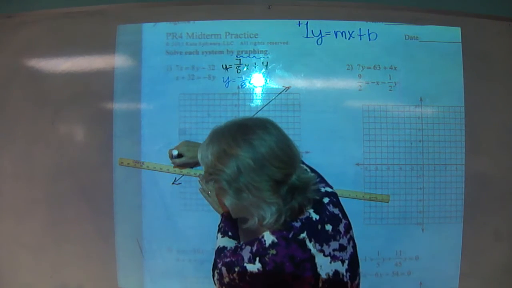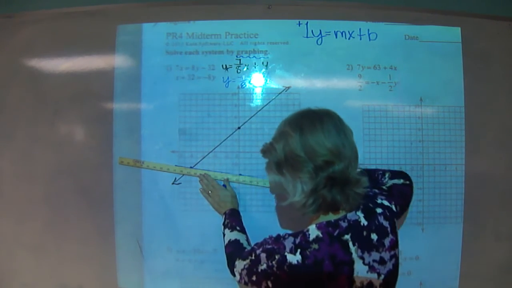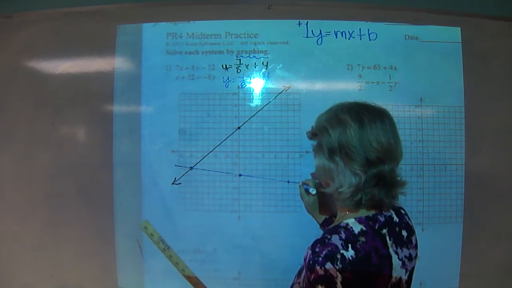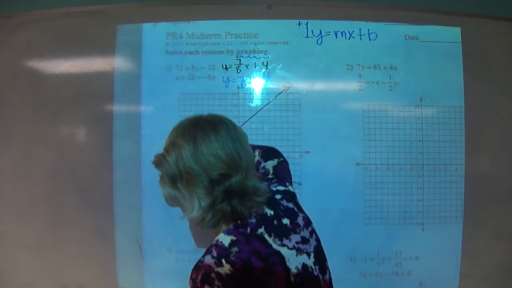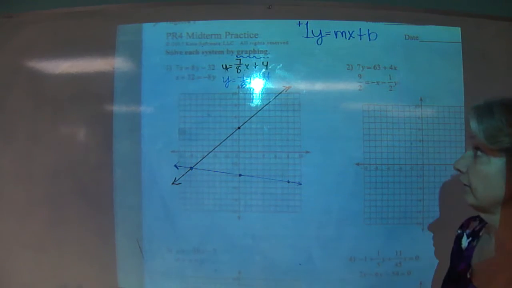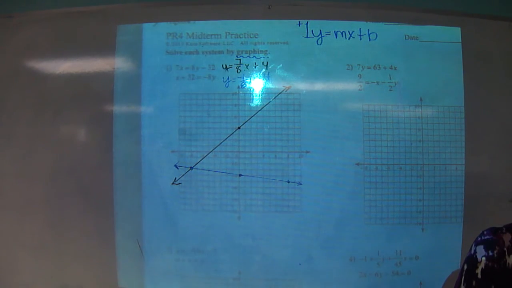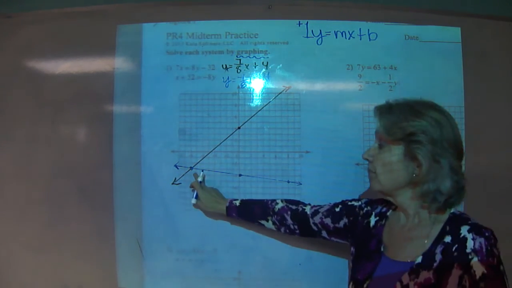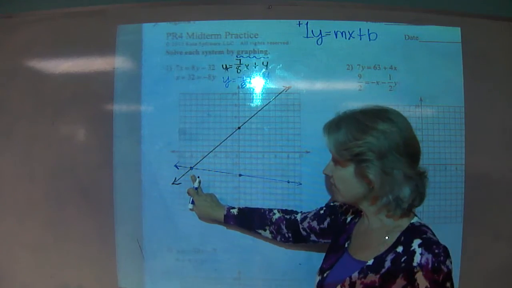Draw the line, and you guys can use your IDs for straight lines. They're not any bigger than your IDs. That is, unless your ID is falling apart. What's the point of a system? To find the what? To find the point of intersection.